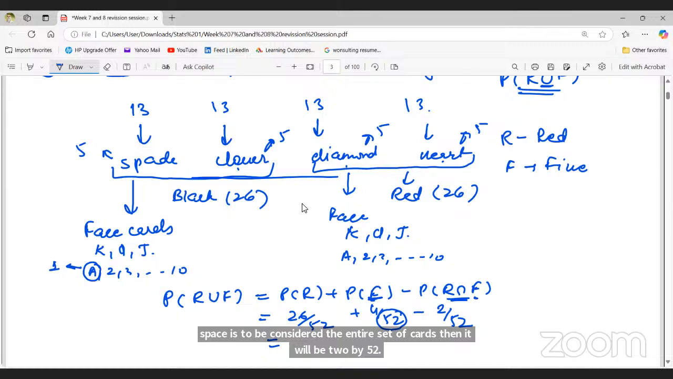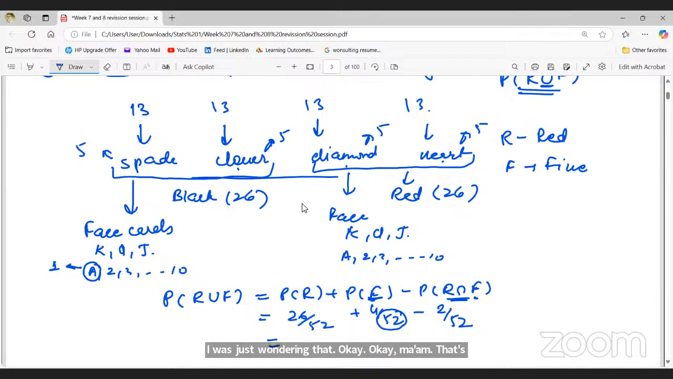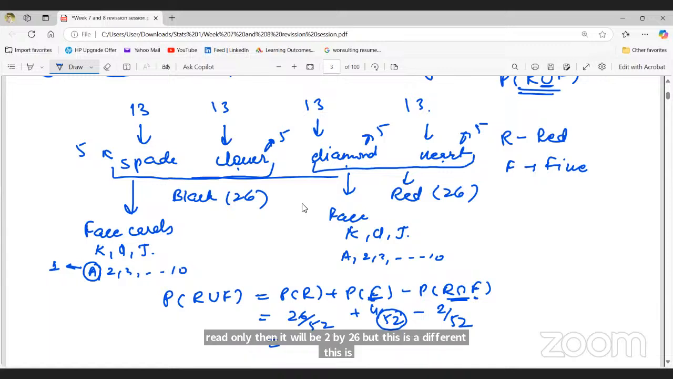Okay. Because I think once we have the probability of finding a 5 given that the card is red, only then it will be 2 by 26. But this is different. You would be right, it would be mentioned in the question what the sample space is.